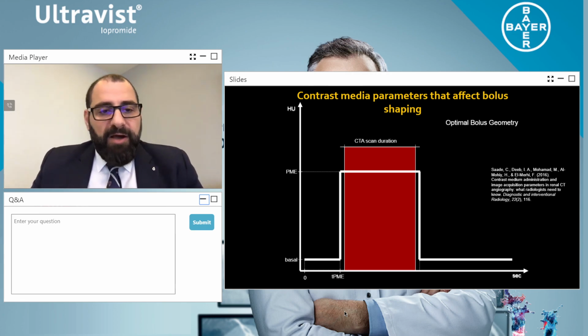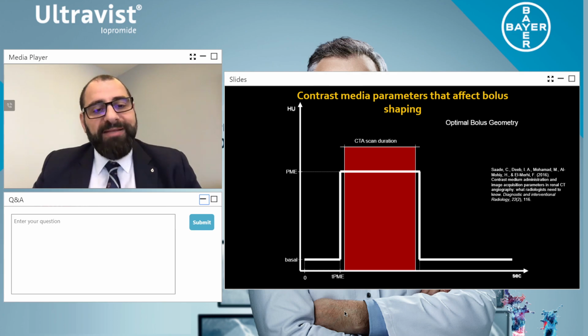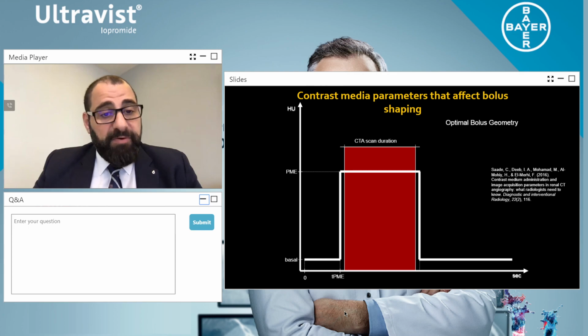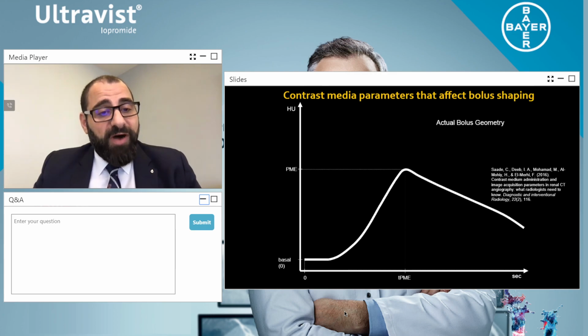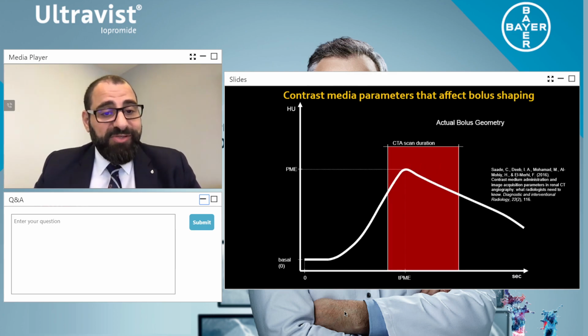Now, ideally, when I like to inject contrast, from the beginning of my scan to the end of my scan, I want to maintain peak contrast enhancement in my liver parenchyma as well as in the vascular structures. Now, this is ideally what we would like to occur. However, in reality, this does not occur. Contrast will only peak temporarily, for about 1 to 2 seconds. And so when we're scanning the liver, we're not going to get good distribution of contrast media throughout.